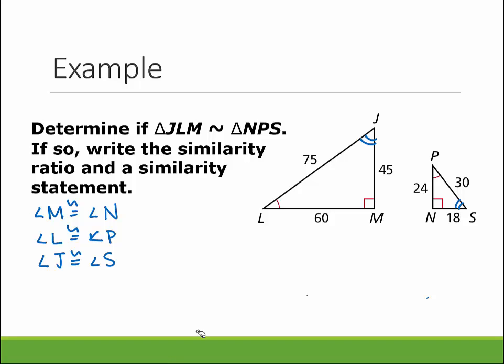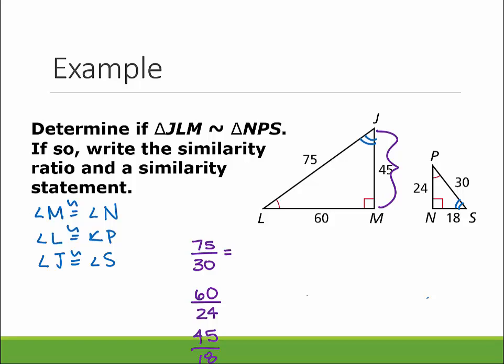So now we have to talk about the sides. And remember, we want corresponding sides to be proportional. The side in between the two angles that are not the 90 degrees is 75 over 30. The sides in between the one angle and the right angle are 60 over 24. And the sides in between the right angle and the two angle tick mark are 45 over 18. So be very careful when you're dividing these. We want the ones that correspond to line up.